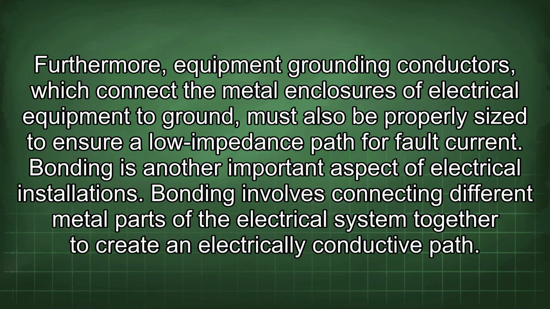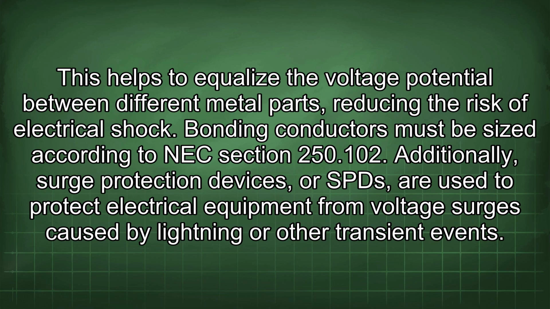Furthermore, equipment grounding conductors, which connect the metal enclosures of electrical equipment to ground, must also be properly sized to ensure a low impedance path for fault current. Bonding is another important aspect of electrical installations. Bonding involves connecting different metal parts of the electrical system together to create an electrically conductive path. This helps to equalize the voltage potential between different metal parts, reducing the risk of electrical shock.